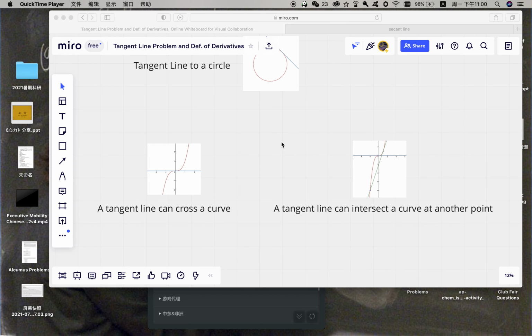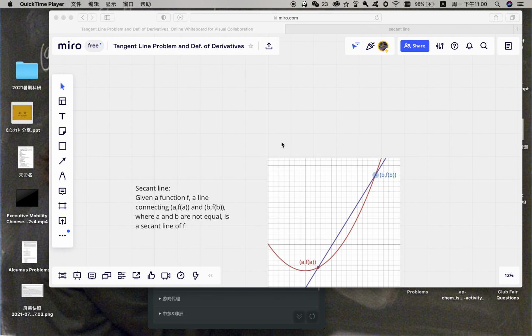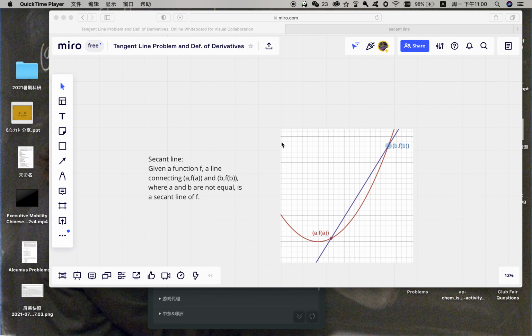In order to do so, mathematicians introduced the idea of a secant line. A secant line is basically a line that connects two distinct points on a function f. So here's the definition. Given a function f, a line connecting (a, f(a)) and (b, f(b)), where a and b are not equal, is a secant line of f, like the one shown in this picture.